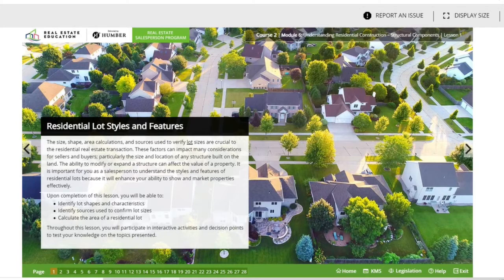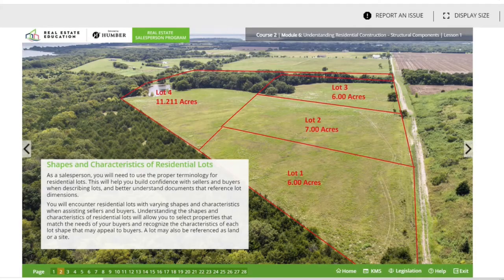So let's get started. In lesson 1 they talk about residential lot styles and features. The lesson summary wasn't that good, so I'm just going to skip through the pages and read out the most important things. You'll need to use the proper terminology for residential lots. This will help you build confidence.